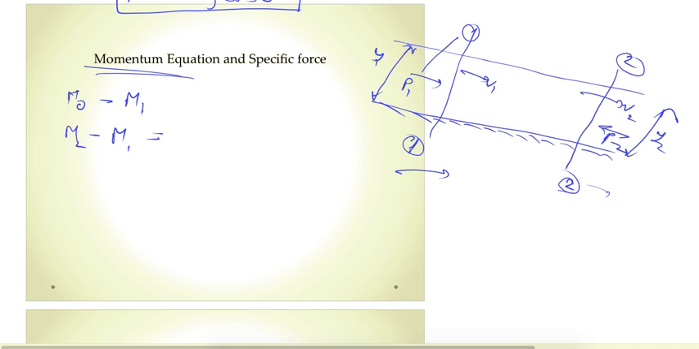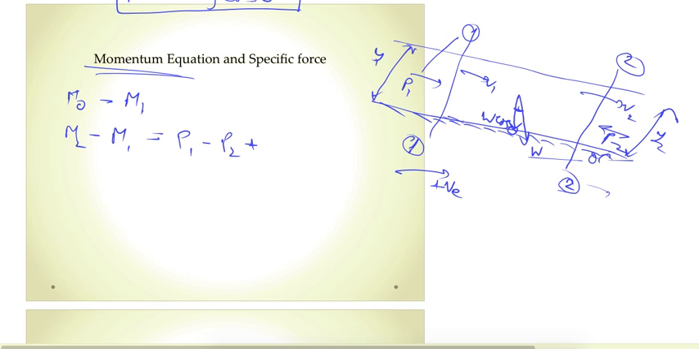So if we consider this side as positive, it is equal to P1, which is a pressure force, minus P2, plus, if the weight of the fluid in this is W and this angle is theta, this will be W cos theta.